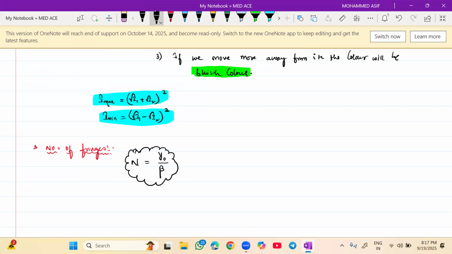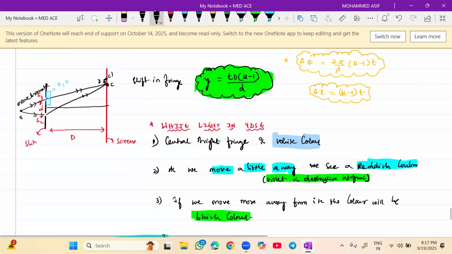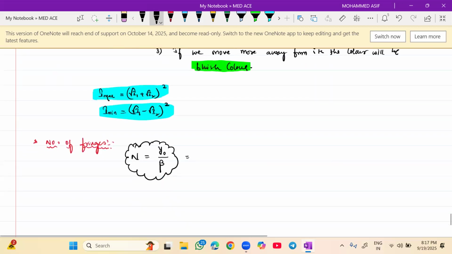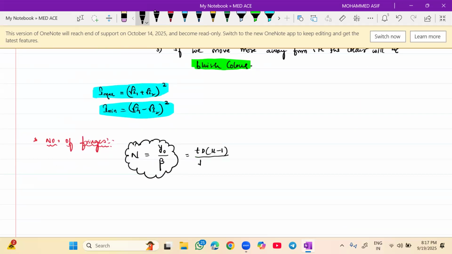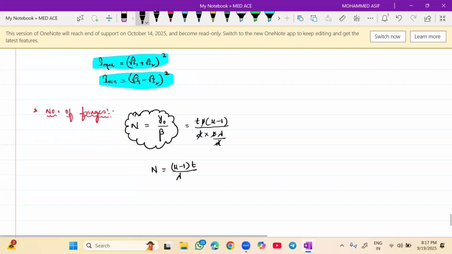What is the formula for y naught, the shift? It is t into capital D into (mu minus 1) divided by small d. This is divided by beta. What is the beta formula? Beta equals capital D into lambda divided by small d. Small d and capital D will get cancelled. So the number of fringes shifted can be calculated by the formula (mu minus 1) into thickness t divided by lambda.